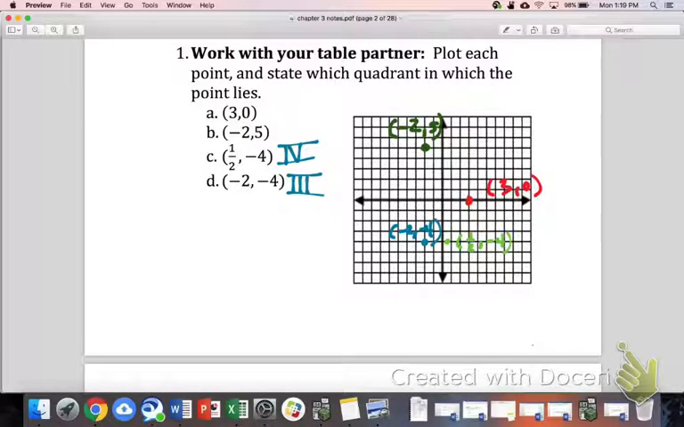You are correct. Gracie did a good job there. Then we've got negative 2, 5. Emily, how about that one? Quadrant 2. Anna, how about A?